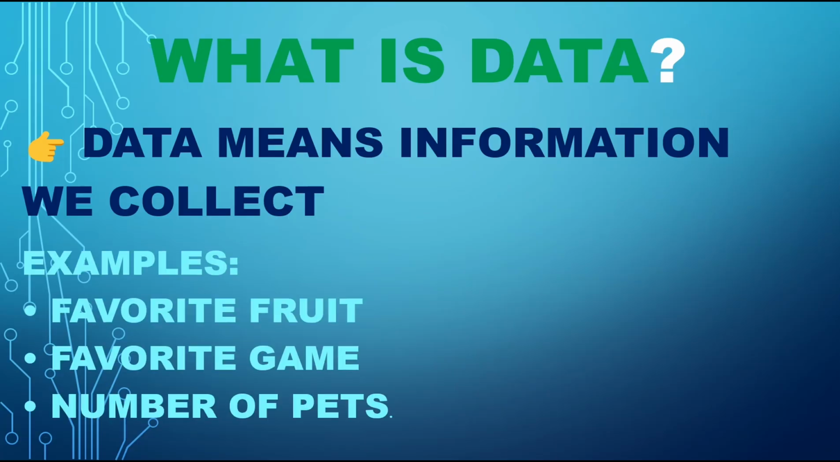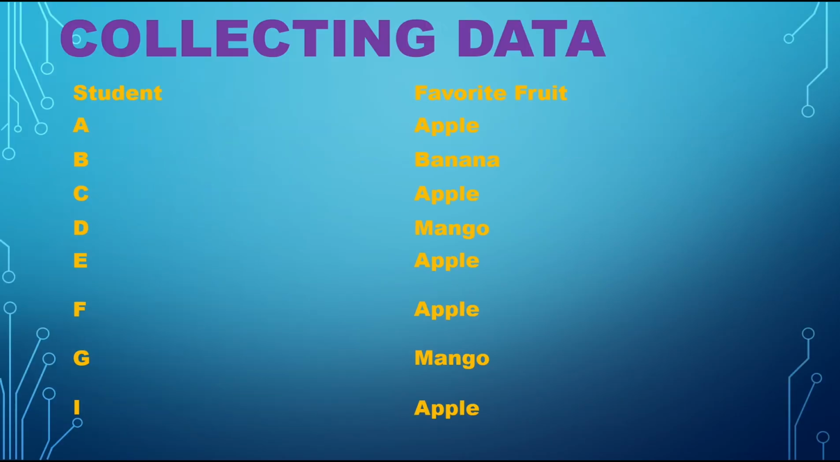For example, when we collect the information about our favorite fruits, games or number of pets, when we collect answers from many people, that becomes data. Now we will collect the data from 8 students. We ask them their favorite fruit. Now we have raw data, but this looks messy. Let's organize it.